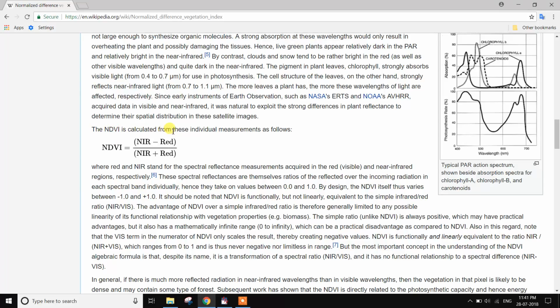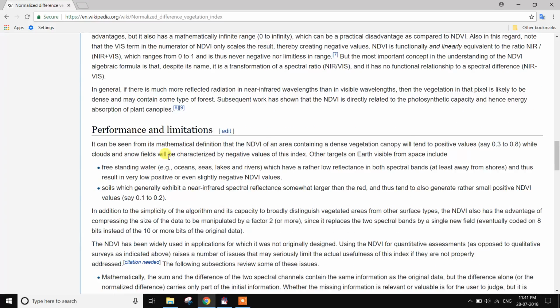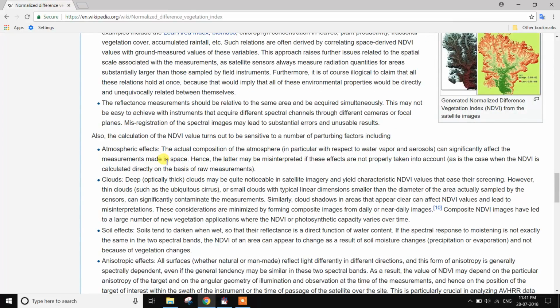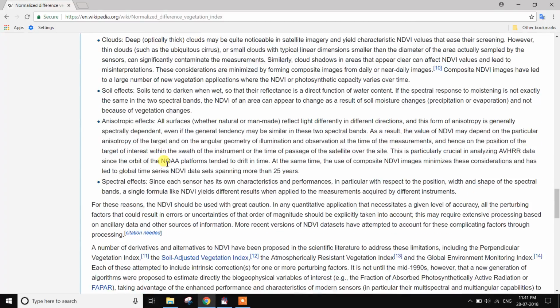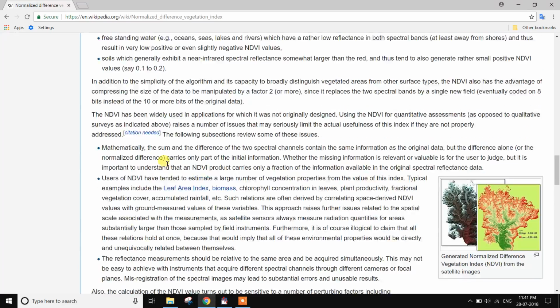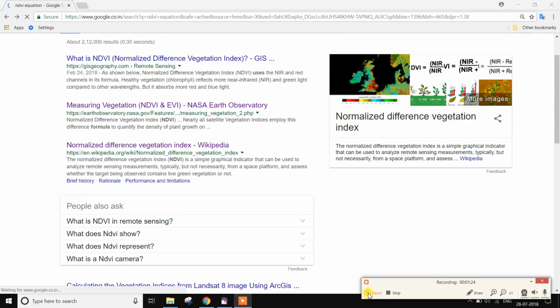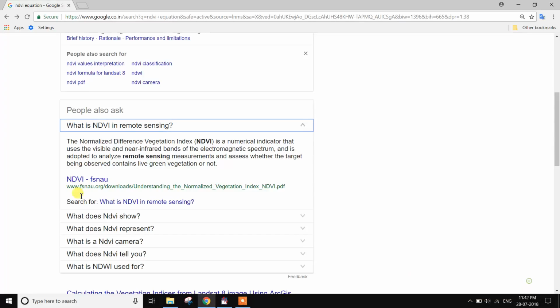The NDVI is calculated for each individual measurement as near infrared minus red, divided by near infrared plus red. The Normalized Difference Vegetation Index is a numerical indicator that uses the visible and near-infrared bands of the electromagnetic spectrum and is adopted to analyze remote sensing measurements and assess whether the target being observed contains live green vegetation or not.